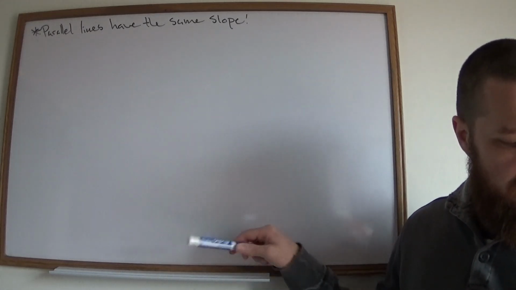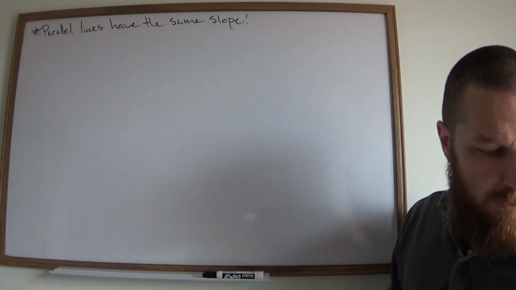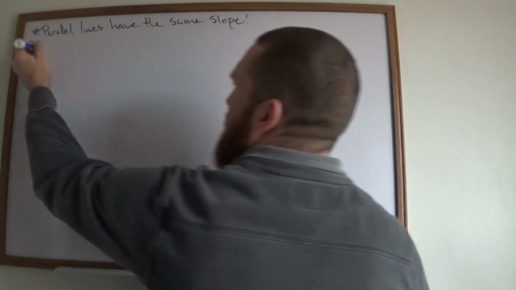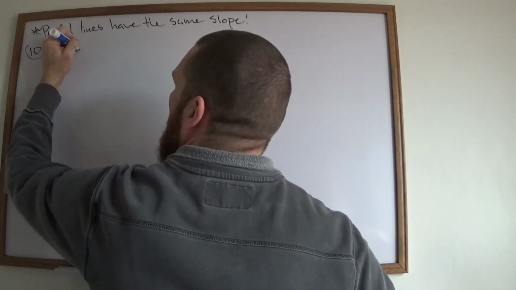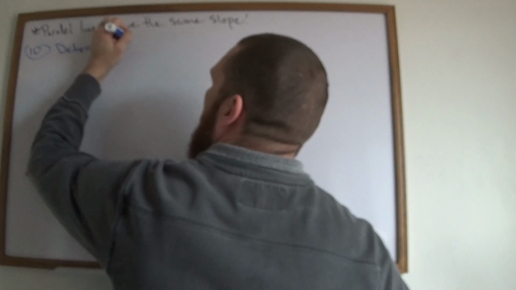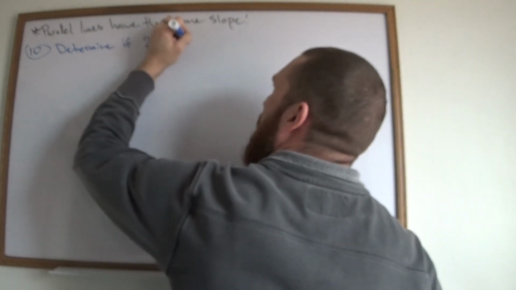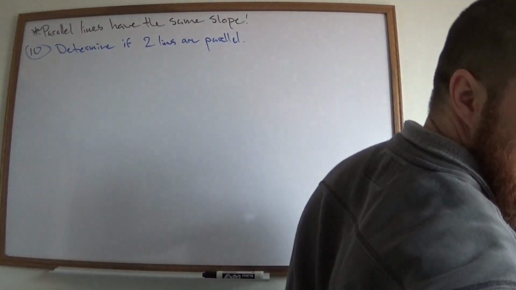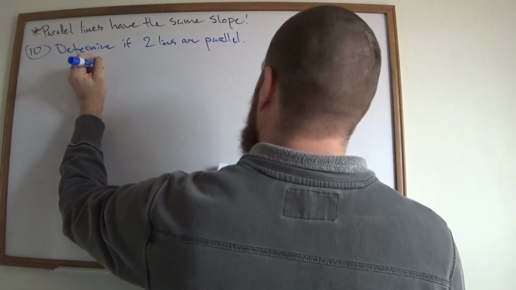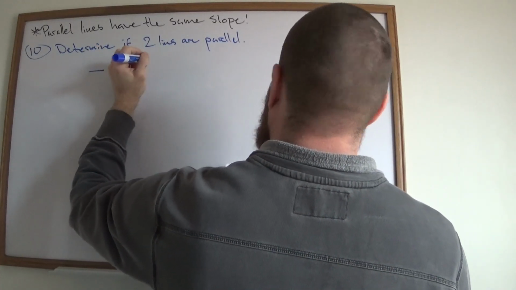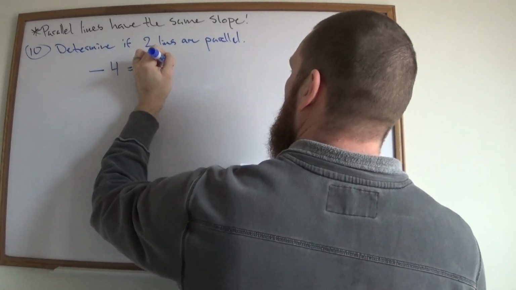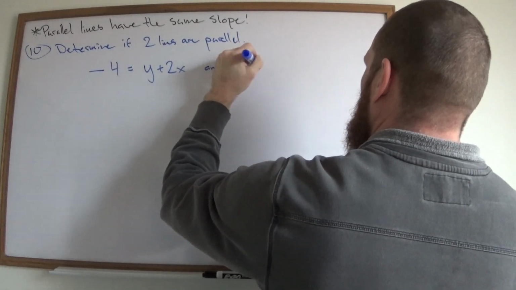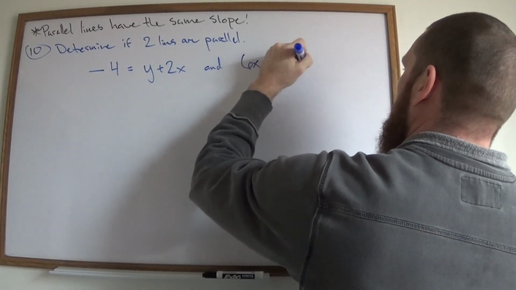Now, let's do an example from the book, because this is how we're going to use this fact right here. Number 10 says determine if the two lines are parallel. And here are the two lines it gives you: negative 4 equals y plus 2x, and 6x plus 3y equals 4.